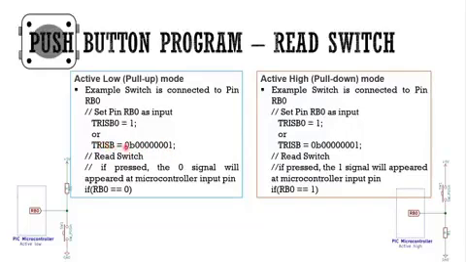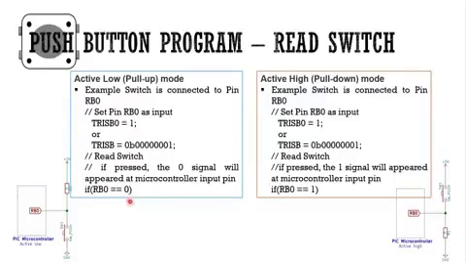So right now we want to set port B bit 0 as input, and then we want to read. So normally we will put an if statement here: if port B bit 0 equals 0. Why 0? Because active low. If active low, if 0, then do something.